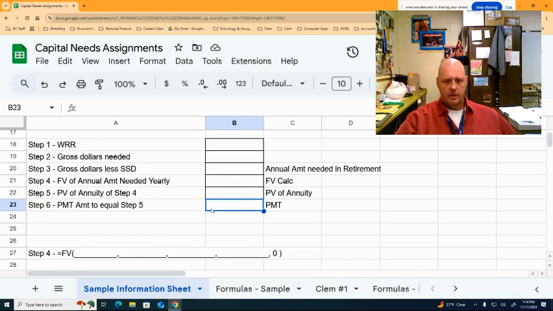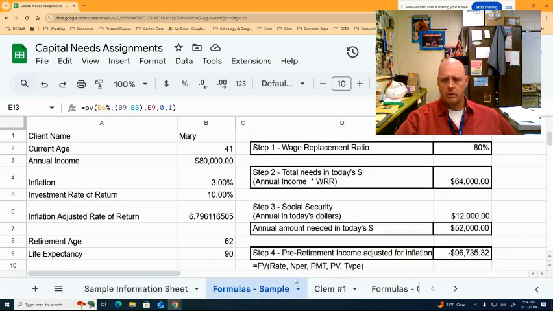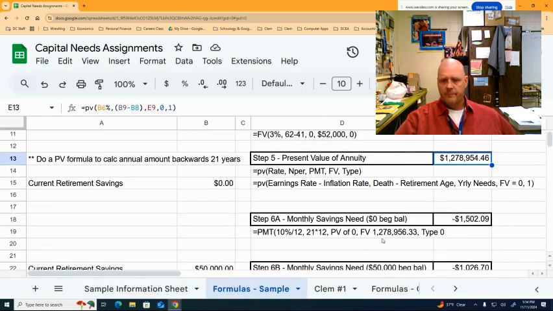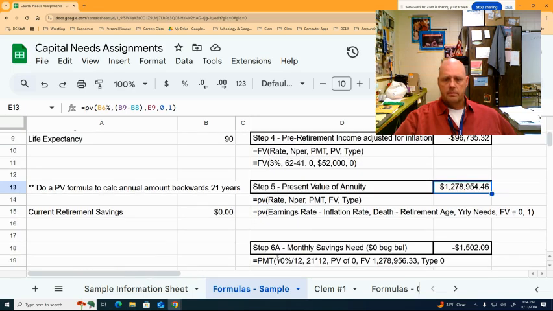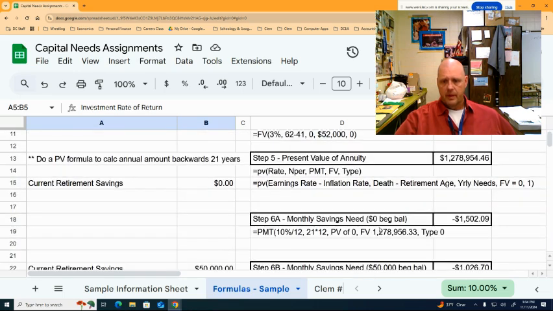Now again, from the fact sheet, we don't have any current retirement savings, so we're starting from scratch. So here we're saying 10% is our investment rate of return, and we're going to do this thing monthly. So 10% divided by 12, comma, we've got 21 years from age 41 to 62 to make this happen, but we're not going to make these payments annually. We're going to make them once a month. So 10% rate of return divided by 12, 21 times 12.